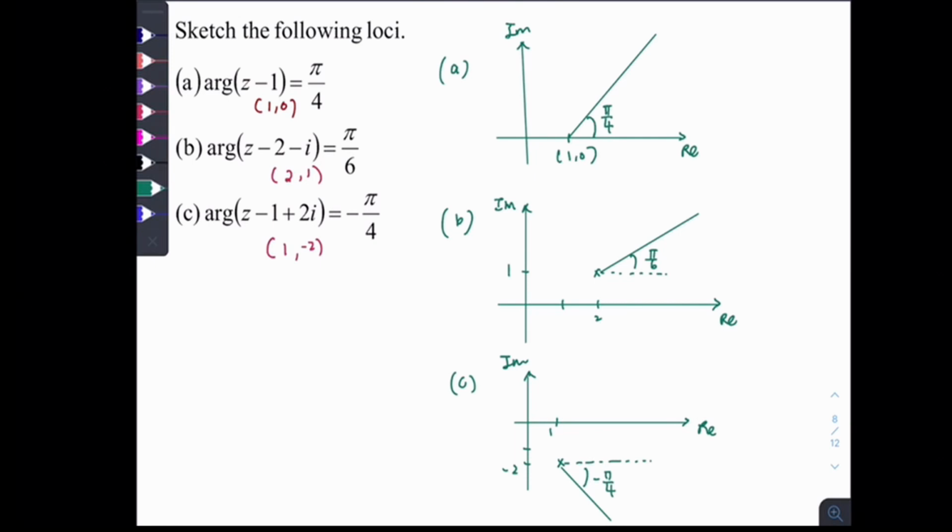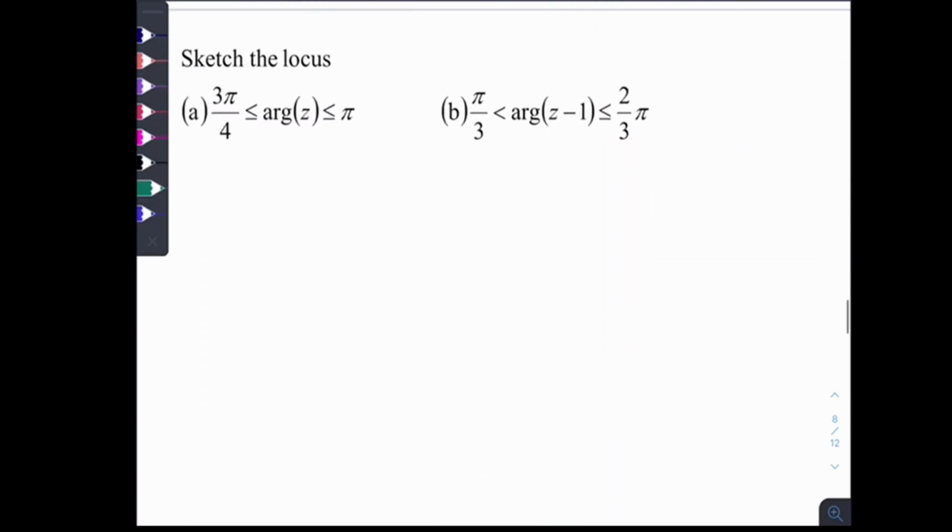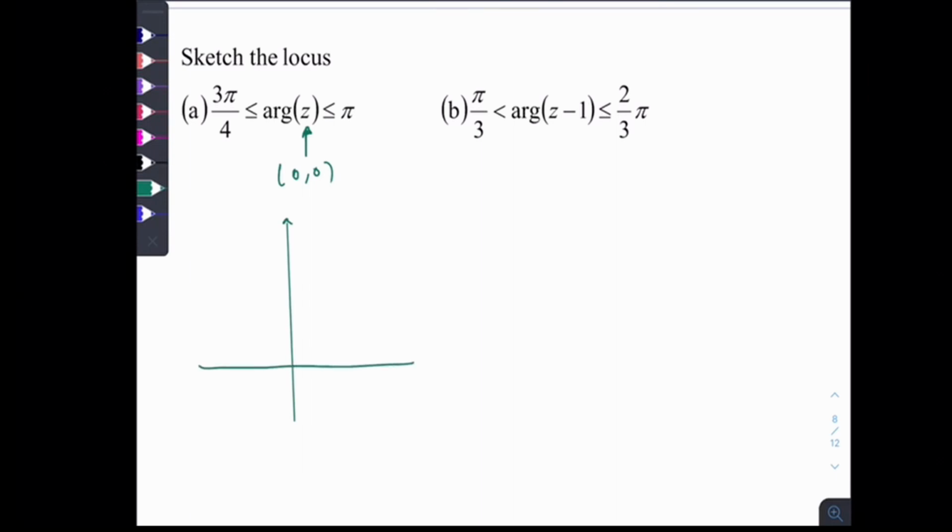And of course, there's argument inequality, but the method is the same. So let's say for the A, figure out that the point here is, since it's z, it means it's z minus 0. So it's from the origin. So from the origin, you make 3 pi over 4 to pi. 3 pi over 4 is about 135 degrees from the origin until pi. Pi is 180 degrees.